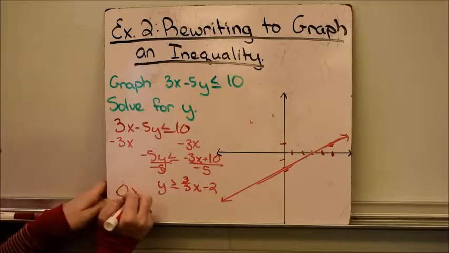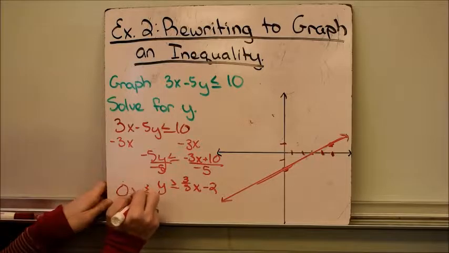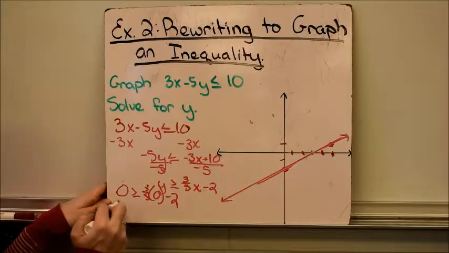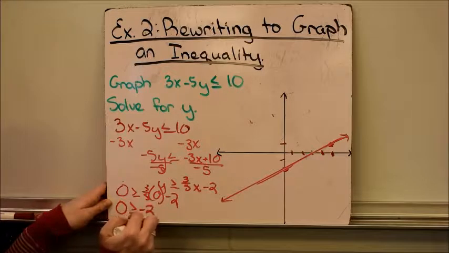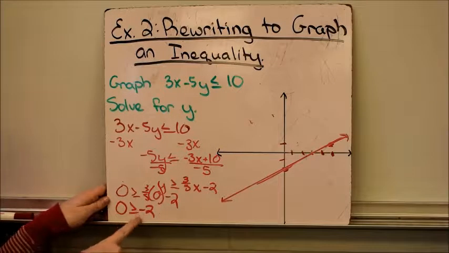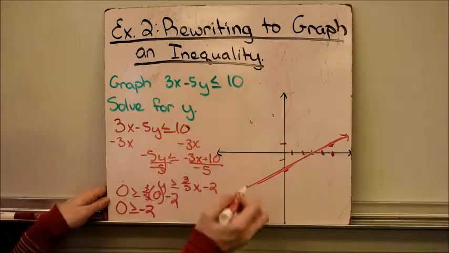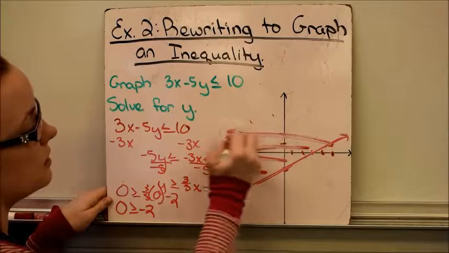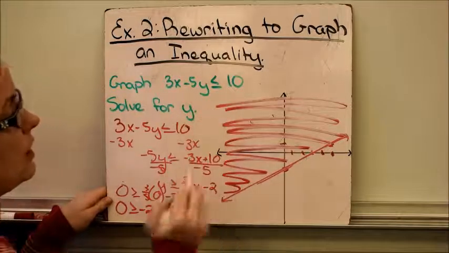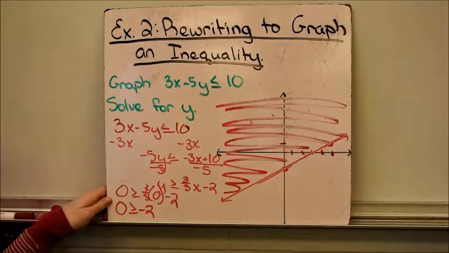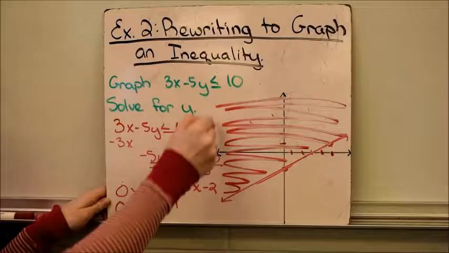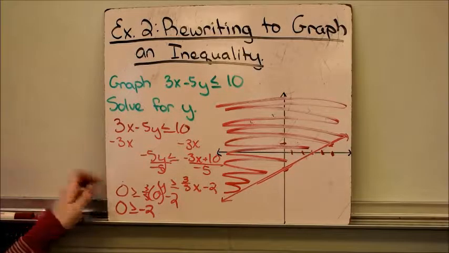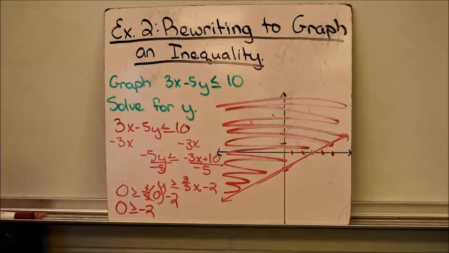So 0 is greater than or equal to 3/5 times 0 minus 2. 3/5 times 0 is 0, so 0 is greater than or equal to -2. Is that true? Yes, that is true. 0 is greater than -2. So I know that this side of my boundary line is my solution. And this means that any point in this shaded region or any point on the boundary line could be a solution for this inequality.